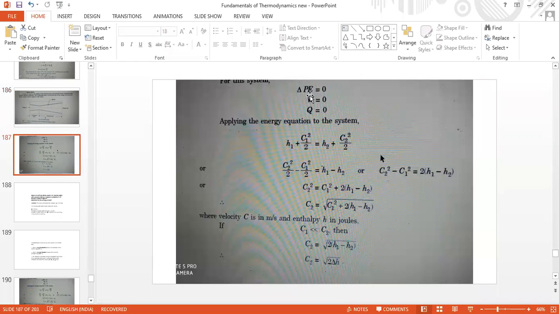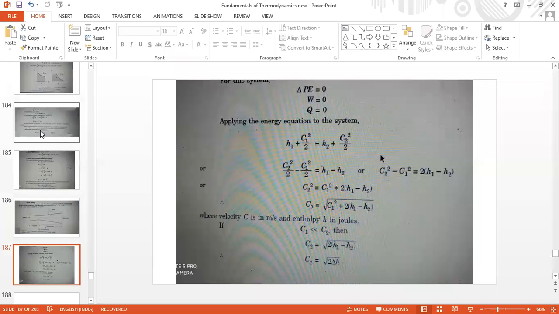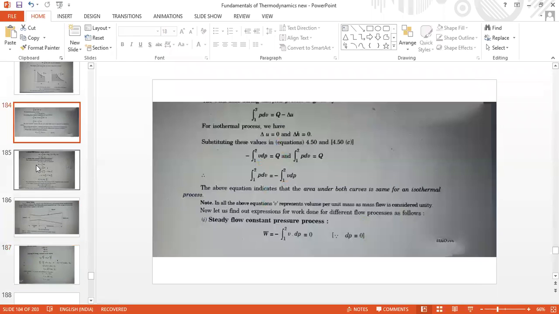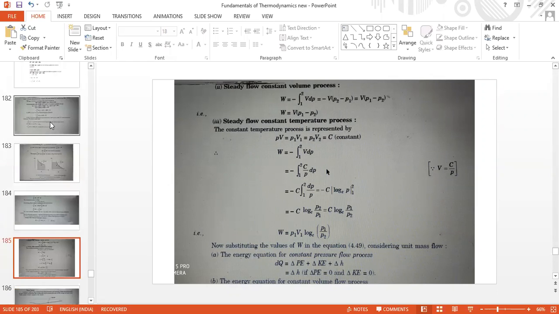See here, these aspects are zeros, and the remaining terms in the steady flow energy equation are H1 plus C1 squared by 2 equals H2 plus C2 squared by 2. You recall the steady flow equation. See the fundamental steady flow energy equation.